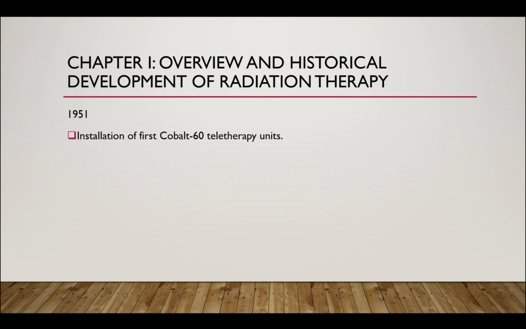So in 1951, the installation of the first cobalt-60 teletherapy units was done. In 1952, the first linear accelerator was installed. In 1960, the Paris system for brachytherapy was developed. So this cobalt-60, the linear accelerator, and the Paris system for brachytherapy will be discussed further in the following chapters. But for now, we are focusing on the historical development of radiation therapy.